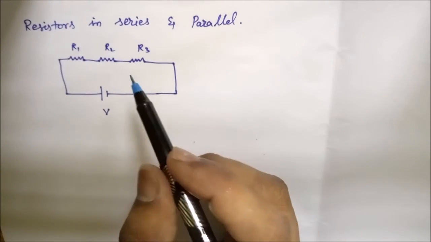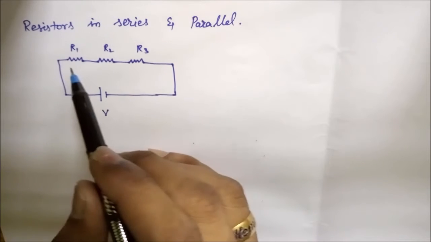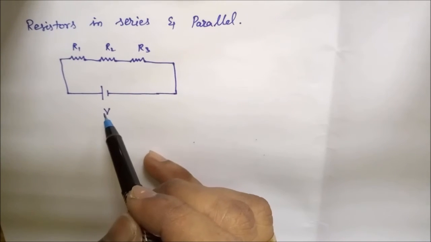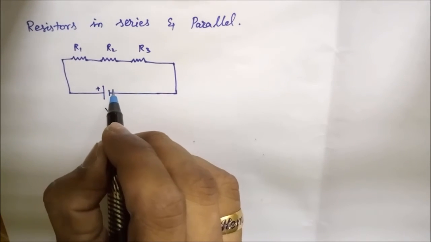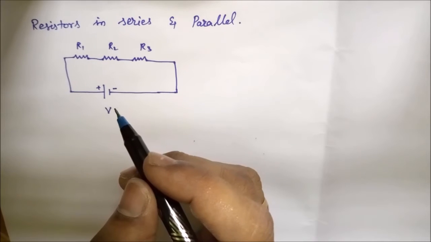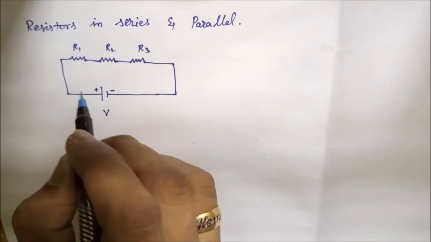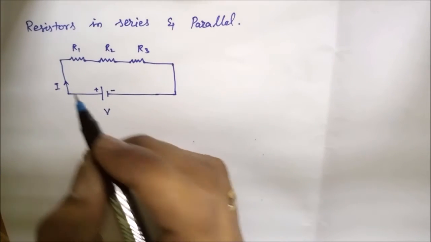So here we have considered three resistors R1, R2 and R3. Between the series combination we have connected a potential of V, and this is the positive terminal and this is the negative terminal. Now from this potential we have drawn a current of I.